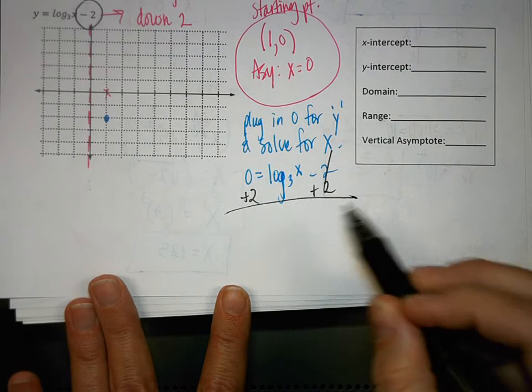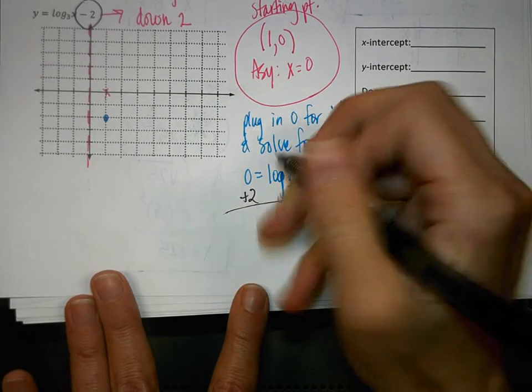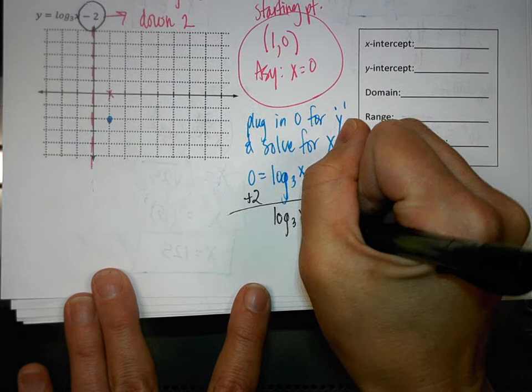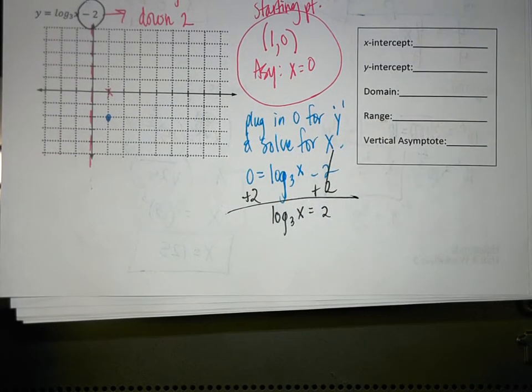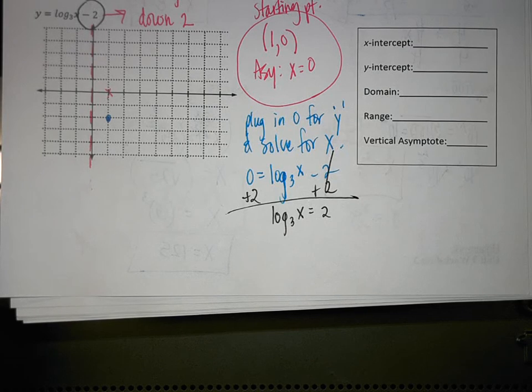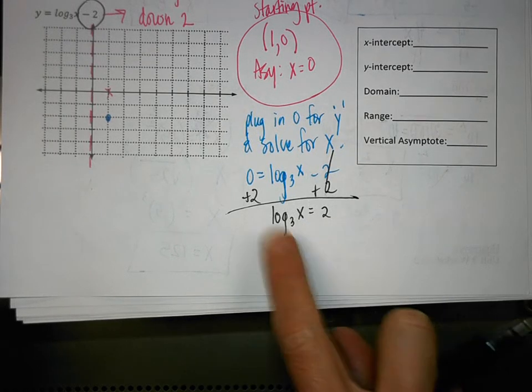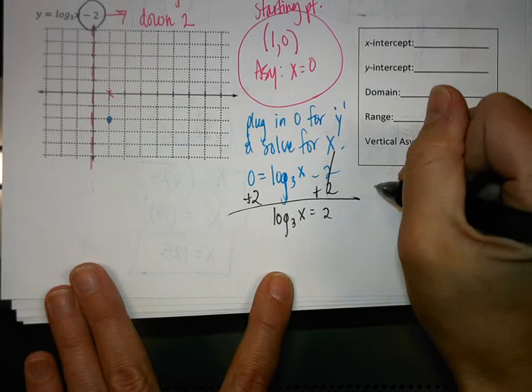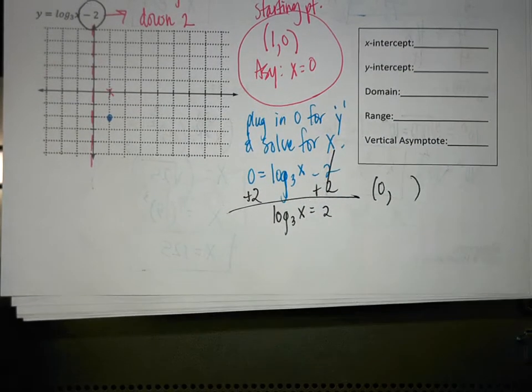I also would rewrite this right now. I'm going to write this as log base 3 of x equals 2. I'm just going to flip my equation. What would you do at this point? Well, first I would make it equal to y. Actually, you don't need to do that. We're just trying to solve for x right now because we already know that y is 0 because we plugged in 0 for y. I'm trying to find the x value.